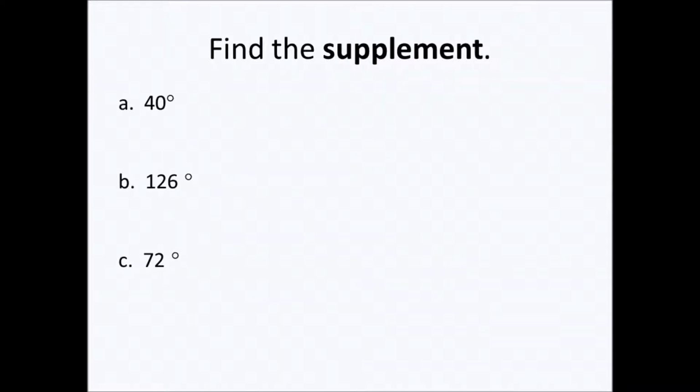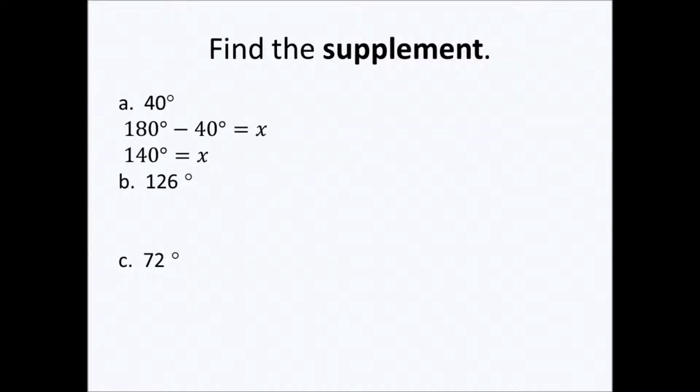Find the supplement. To find the supplement of the 40 degree angle, we would subtract 40 from 180. So 180 degrees minus 40 degrees equals the supplement of 40 degrees. 180 minus 40 gives us 140. Therefore, 140 is the supplement of 40 degrees.